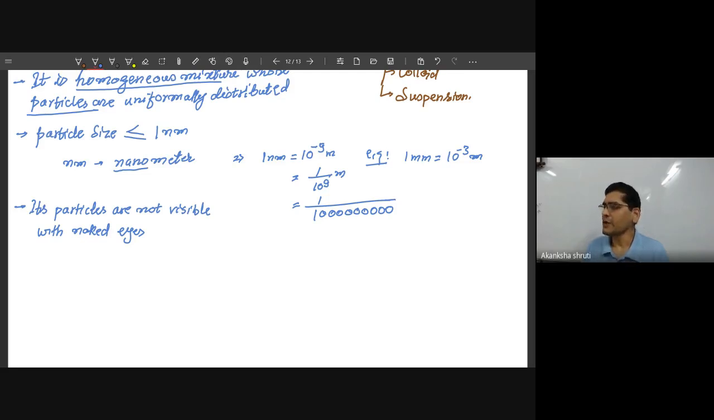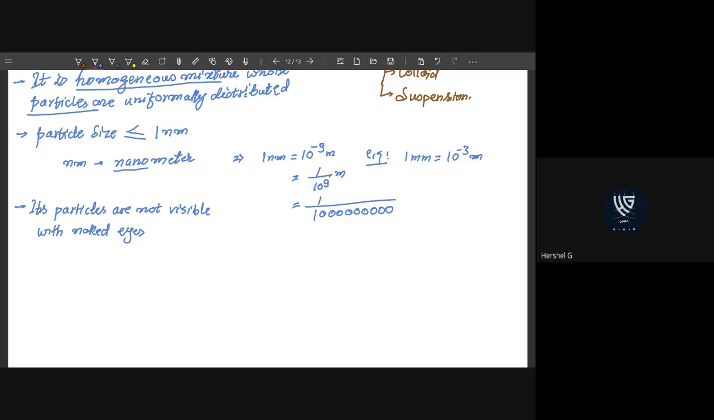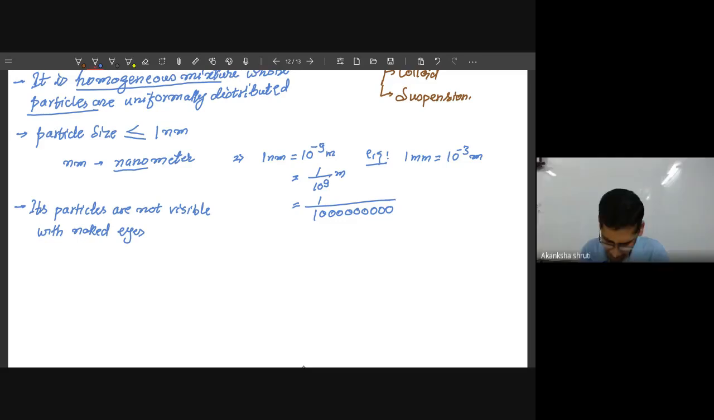It is possible that if a large number of particles is added, then the color of the solution changes. Then you may say something has been mixed. So this naked eye visibility is not possible for the solution.